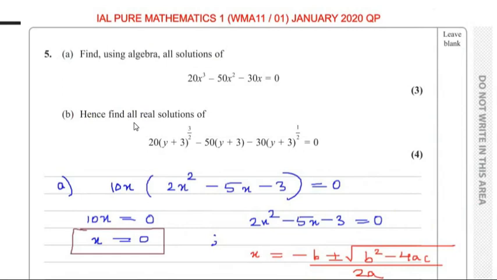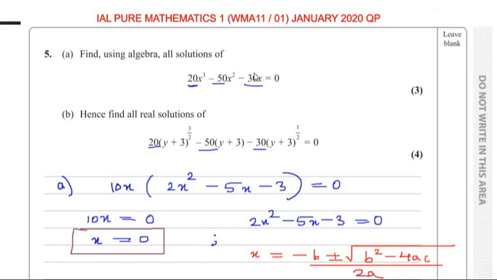Now let us see how to solve part B. Hence find all real solutions of the given expression. Now if you look carefully, these two expressions are almost the same, because you are going to check the coefficients of the x terms with the y terms. So 20 and 20 here, -50 and -50 here, and -30 with -30 over here.